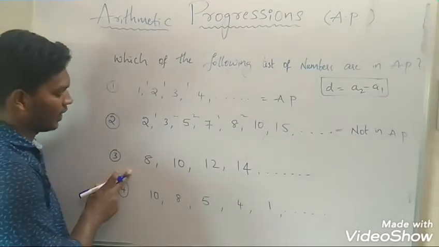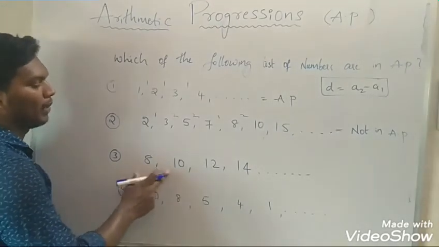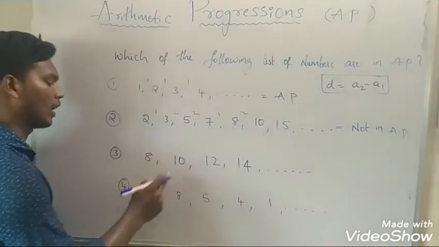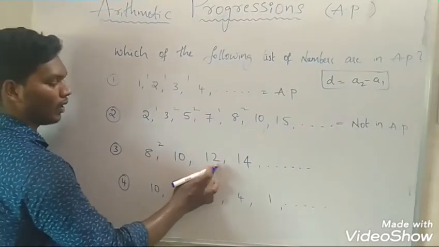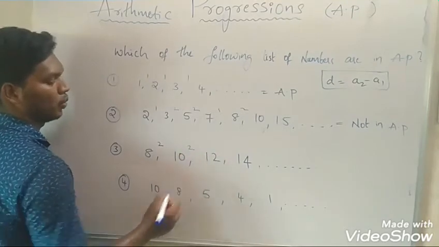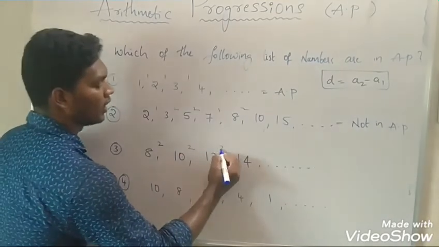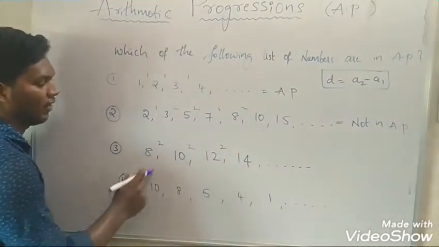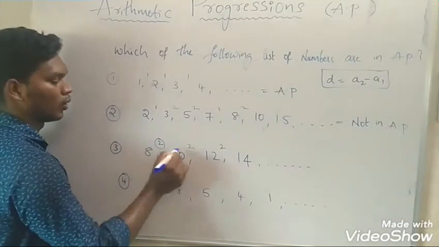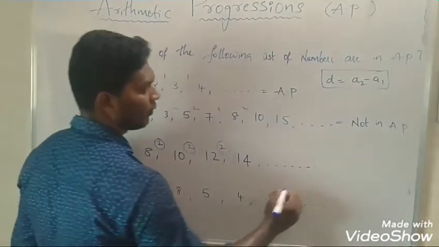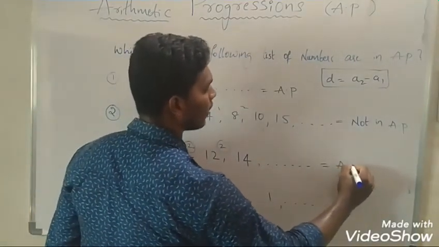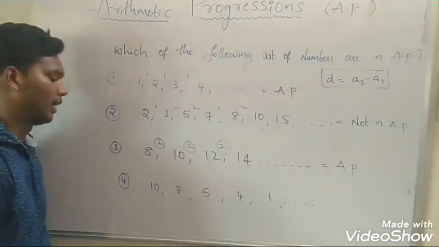So let us check question number 3. 8, 10, 12, 14. Here common difference is 10 minus 8 is 2. 12 minus 10 is 2. 14 minus 12 is 2. See friends, here the common difference is same, right? 2, 2, 2. So whenever the common difference is same, the numbers are in AP.